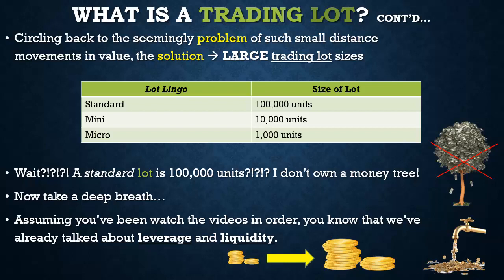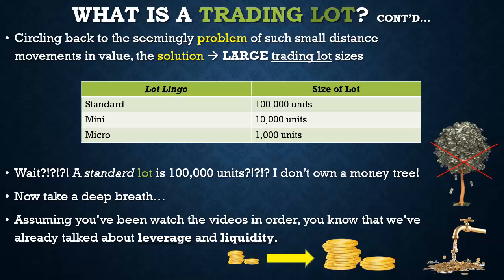Well, the solution here is large trading lot sizes. You now know what a lot is. By making those lots large, you can overcome those small moves, because the trading lots are so big, the small moves actually mean something.